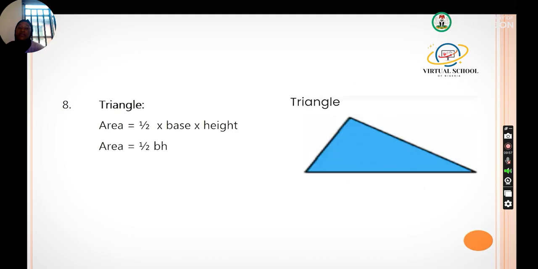Triangle. You can get the area of a triangle by multiplying half times base times height. So these are the edges of your triangle.